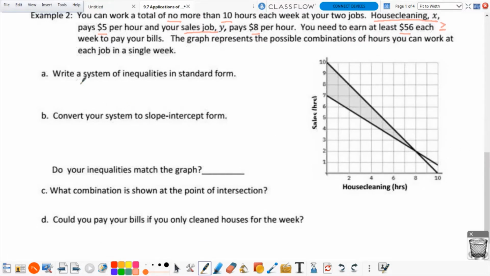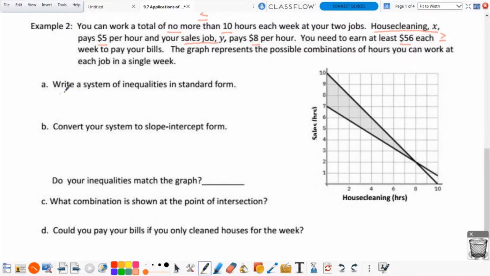So let's write our inequalities. First, we know that we can work no more than 10 hours. So that's going to be x plus y less than or equal to 10. And our second inequality, we know that we can make $5 an hour house cleaning, that's 5x, and $8 an hour with our sales job, and that's going to be greater than or equal to 56.